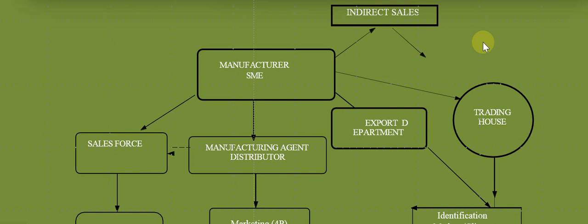For example, this is a general flow chart. We have the manufacturers here, small and medium-sized enterprises. To proceed with marketing overseas, you need your internal organizations, and you need your manpower to handle this well.